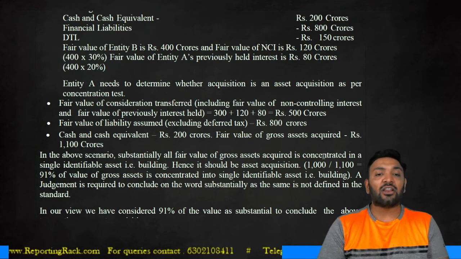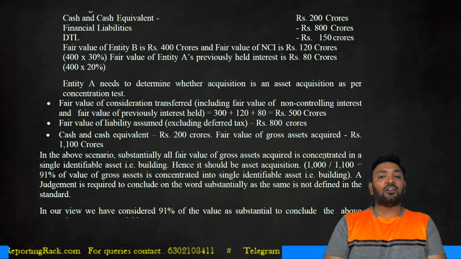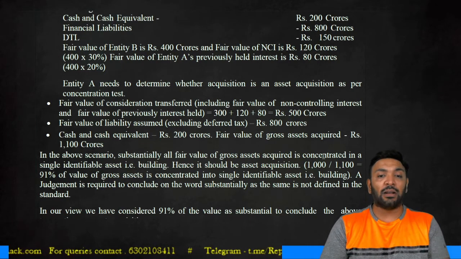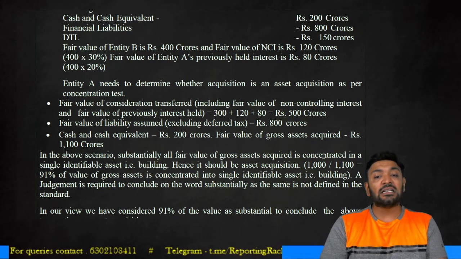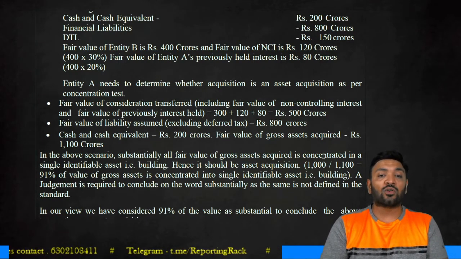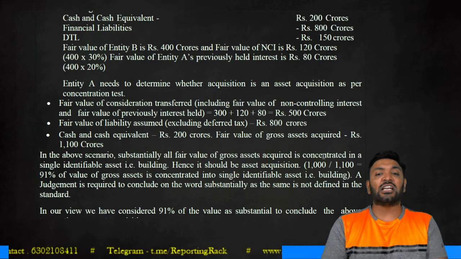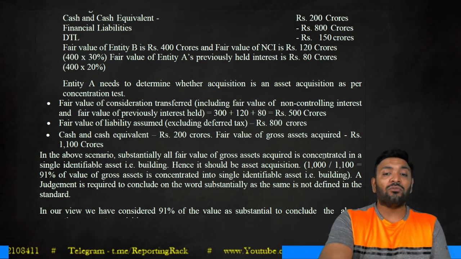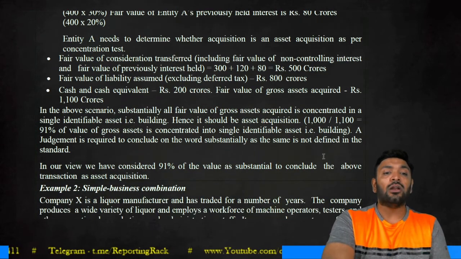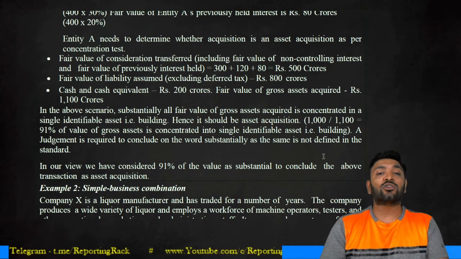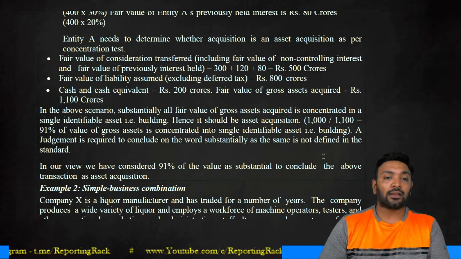So in the above scenario, substantially all fair value of the gross assets is concentrated in the single identifiable asset of building. Hence, it is an asset acquisition that is concentrated in a single identifiable asset, that is building. A judgment is required to conclude on the word substantially, as the same is not defined by the standard. In our view, we consider 91 as substantial to conclude that the above transaction is not a business combination, but is only an asset acquisition.